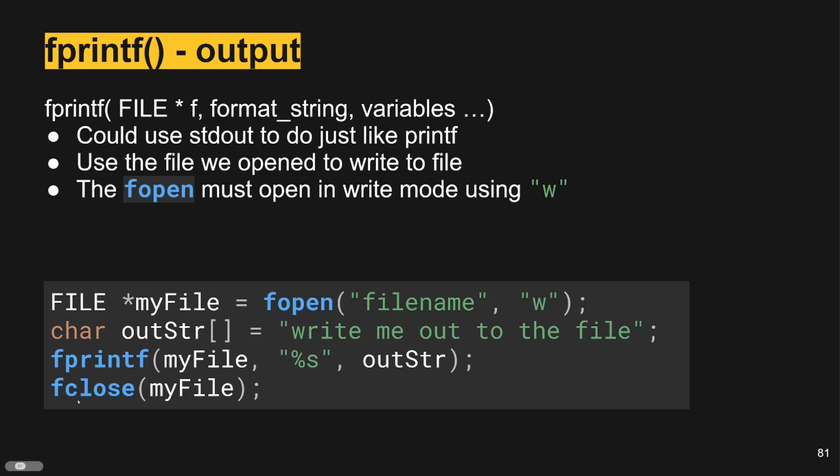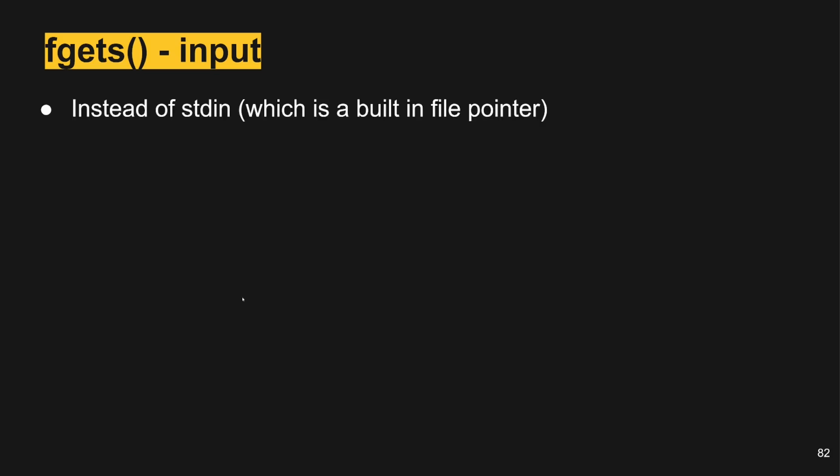Now all files will be closed technically at the end of execution. However, fclose ensures that it's closed and also prevents any corruption or any other problems that might happen through an automated closing process. We can also use fgets to get input from a file.